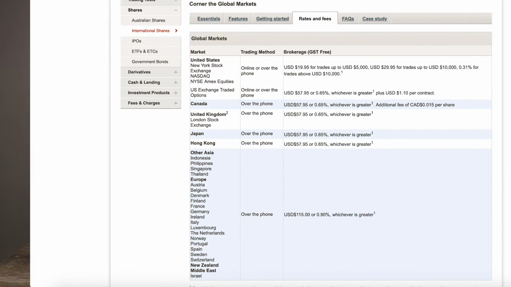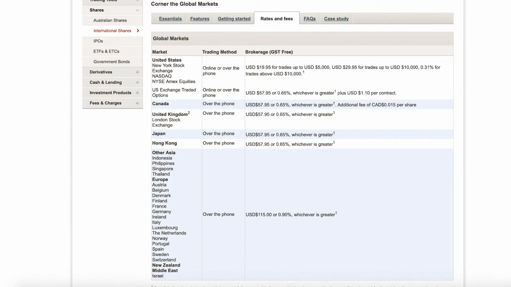All right, so we've got a couple more of the big four banks left here, and we've got Westpac next. Now, I've never used this platform. I've never looked at this platform. So make sure you do your own research on this one, but I can tell you the fees that I could find at least for this one. Essentially it's $20 US for up to $5,000. It's $30 US for up to $10,000. And then it's 0.31% for over $10,000.